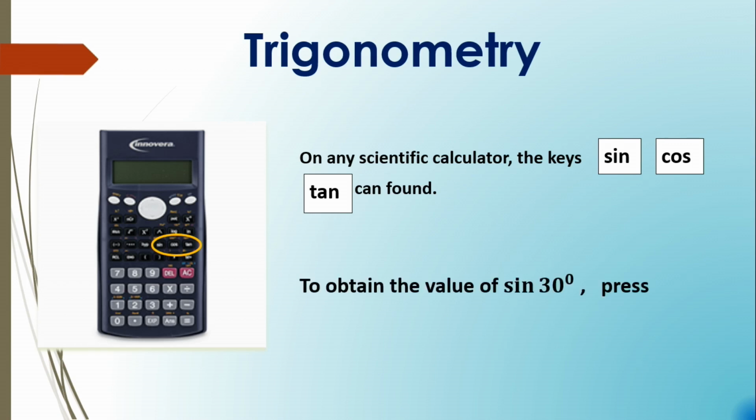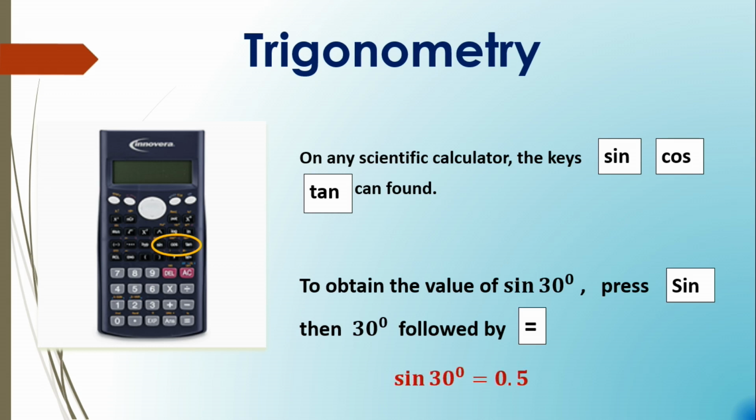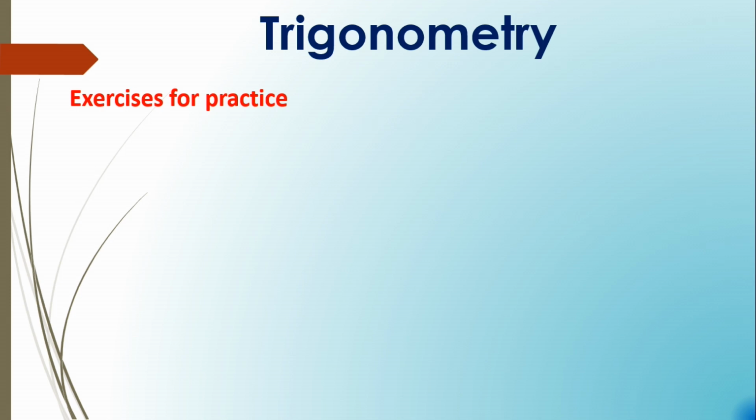To calculate the value of sine of 30 degrees, you are going to press sine, then 30 degrees followed by the equal to sign. If you have a scientific calculator with you, you can try it. You press sine, then 30, which represents 30 degrees, then followed by the equal to sign. You will have sine of 30 degrees equal to 0.5.